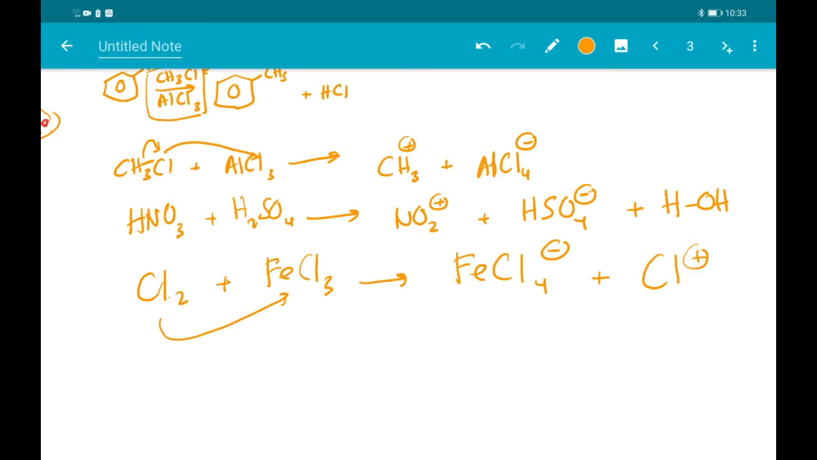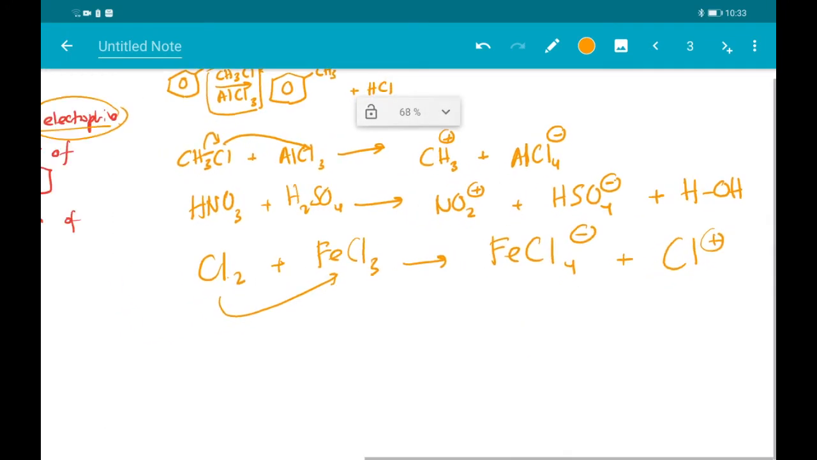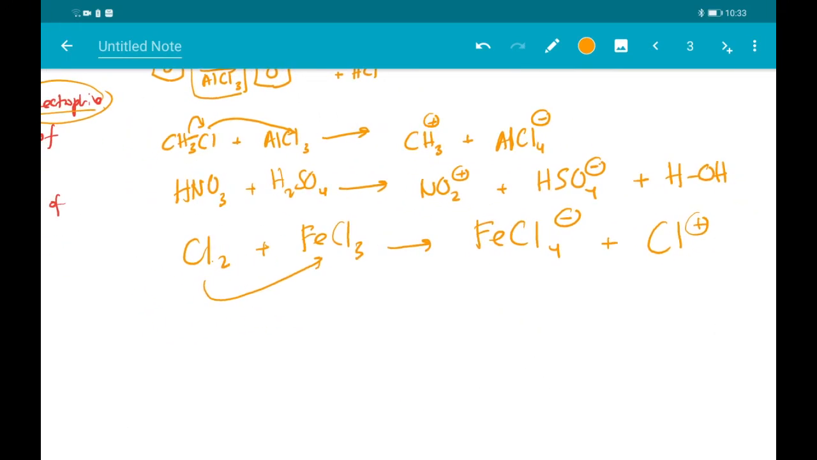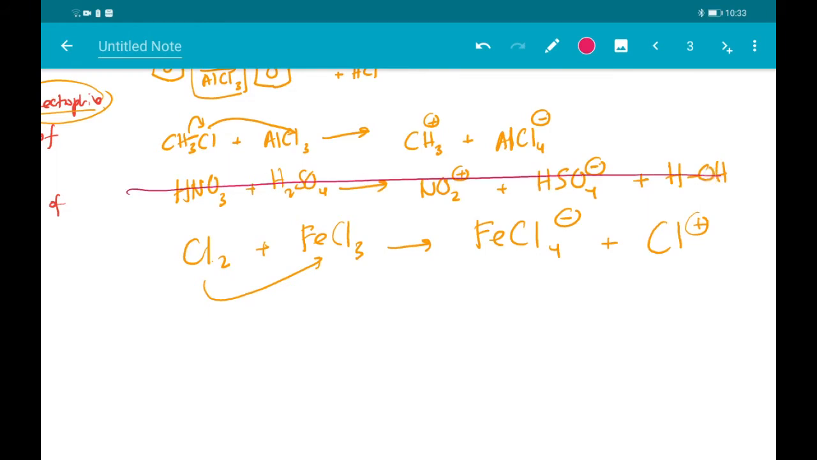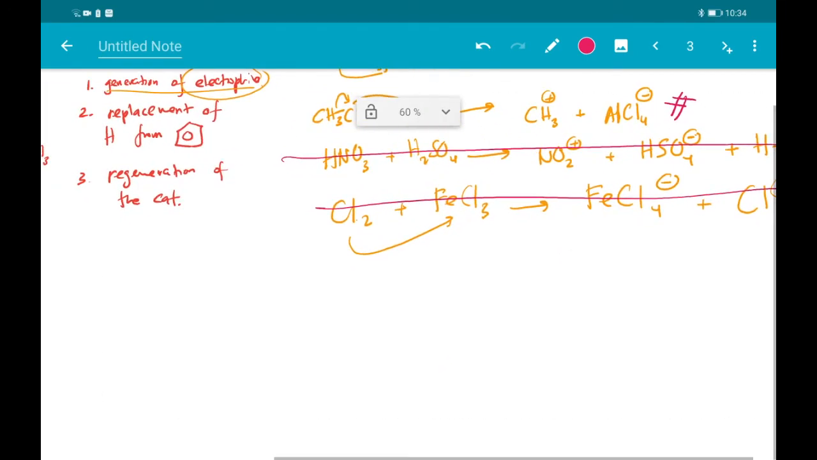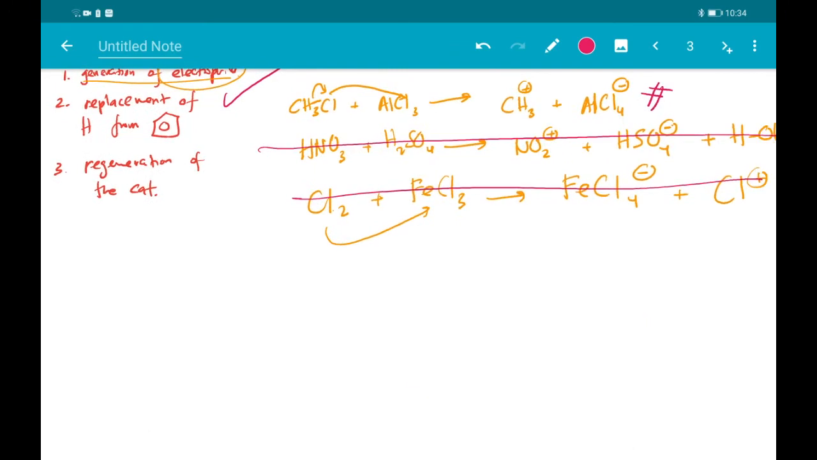Please check the Friedel-Crafts alkylation and Friedel-Crafts acylation and determine which species becomes the electrophile. Since we are discussing the Friedel-Crafts alkylation, we can ignore the first two, and this will be the first step, which is the generation of the electrophile. Next, the next step is the replacement of hydrogen from the benzene.